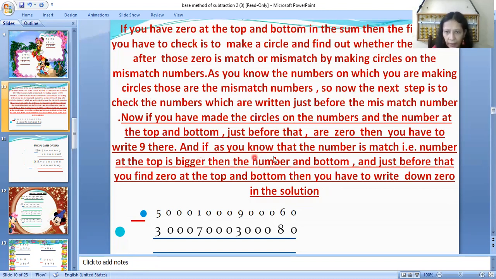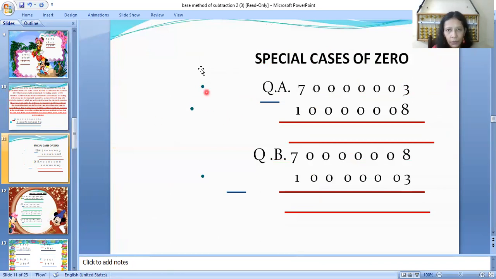And if the numbers are matched, what will you do in that case? You know what the match numbers are. At the top the bigger number is there, and at the bottom the smaller number is there, on which you have not made any circles. What will you do in that case? You will write a 0. See, I have written here. Now I'm going to tell you what you will do here. Look at this question, how you have to deal with this question.